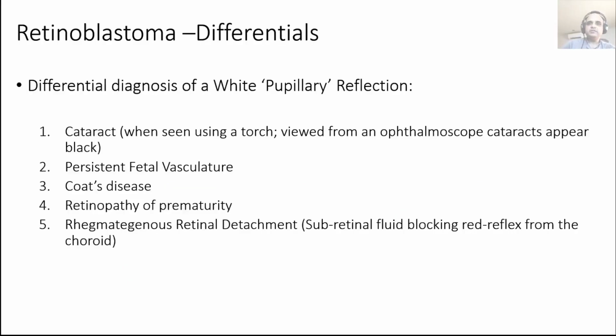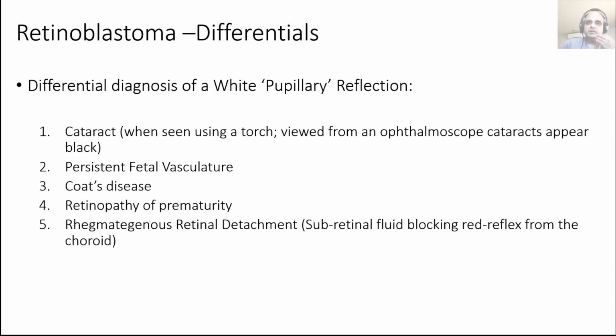This is a list of differential diagnoses of a white pupillary reflex, leukocoria. Cataracts we've already talked about. Just remember that on an ophthalmoscope, cataracts appear black. On a torch examination, they appear white. We'll talk about persistent fetal vasculature, Coats disease, and retinopathy of prematurity in a bit.